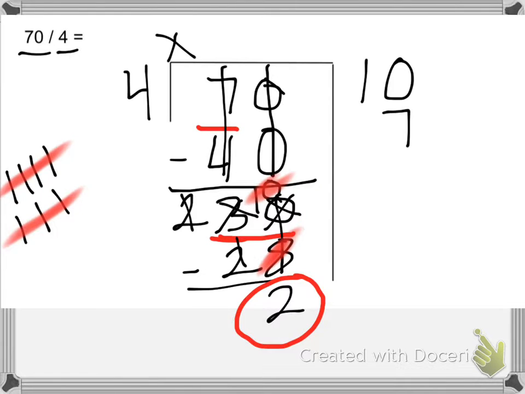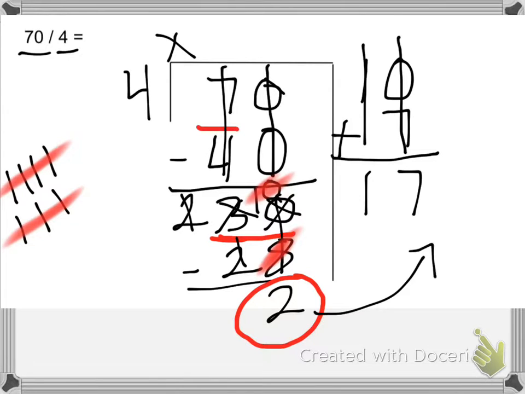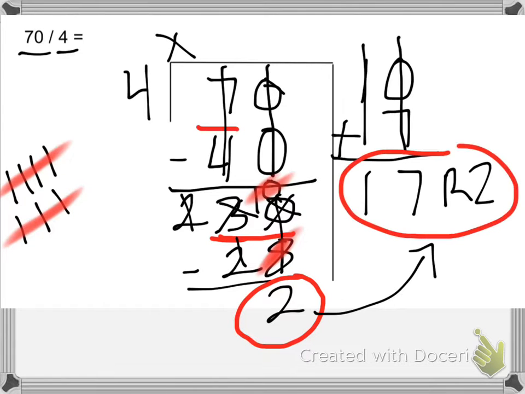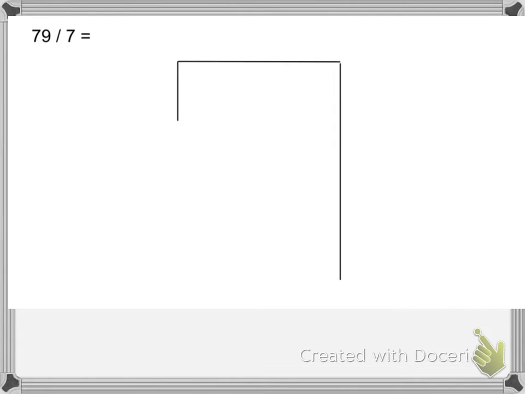Okay, next step is to add my 10 plus 7. 0 plus 7 equals 7. 1 plus nothing equals 1 with a remainder of 2. Okay, so my answer is 17 with a remainder of 2. Okay, next one is going to be my last one here.